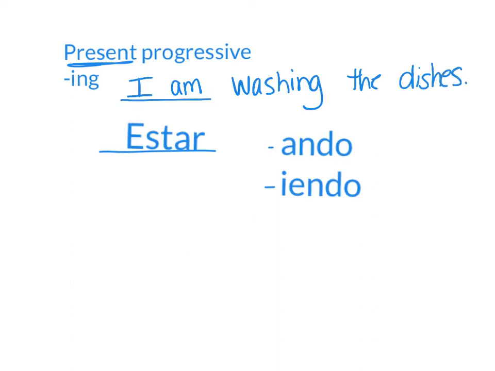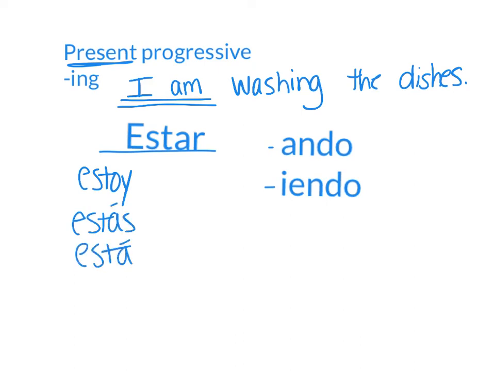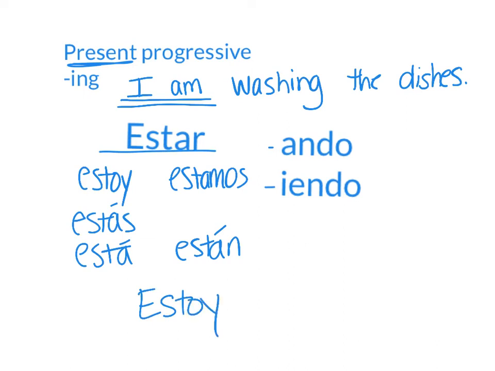For the "I am" piece, I use the verb estar. So in this case, I am would be estoy. If it was you are, estás. Here are my conjugations of estar: está, estamos, and están.